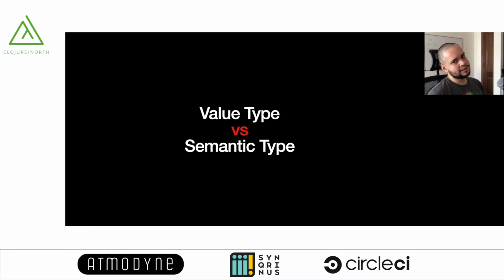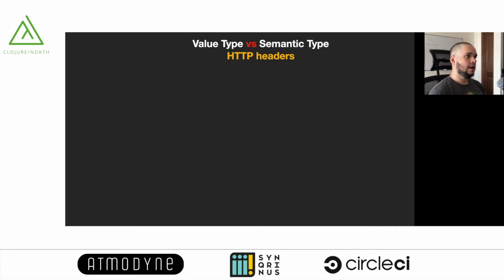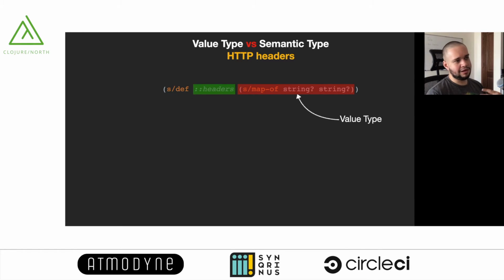And that brings me to something I like to point out. There's a very different thing between value types and semantic types. Let's think of that in the context of HTTP headers. If I create a spec for headers that says it's a map, that keys are strings and values are strings as well, this definition, the map of it, is the value type. We are specifying this is the data type that's going to hold this information. But it's not the semantic type. I can have a lot of maps of strings there for many different reasons.